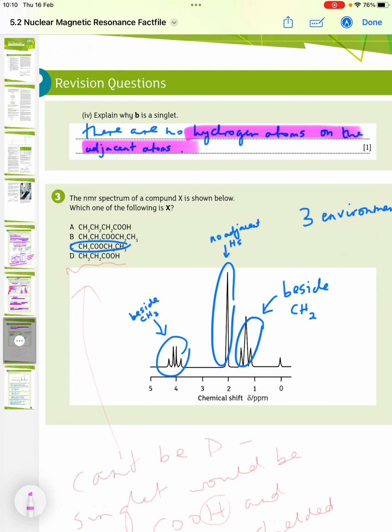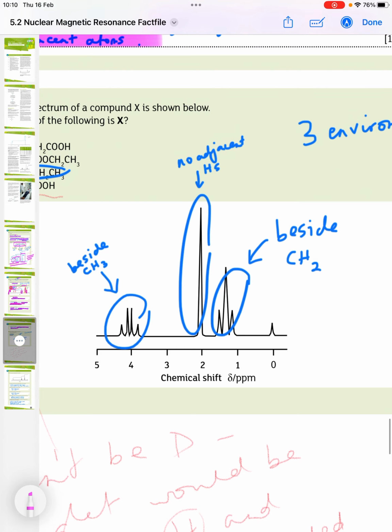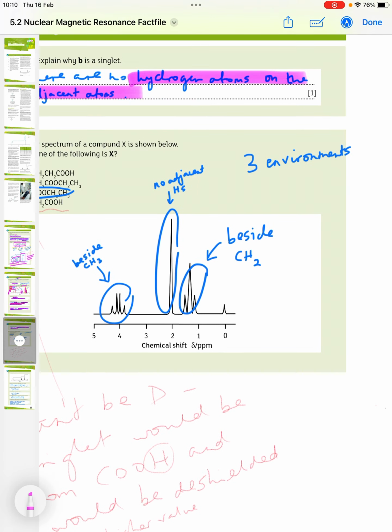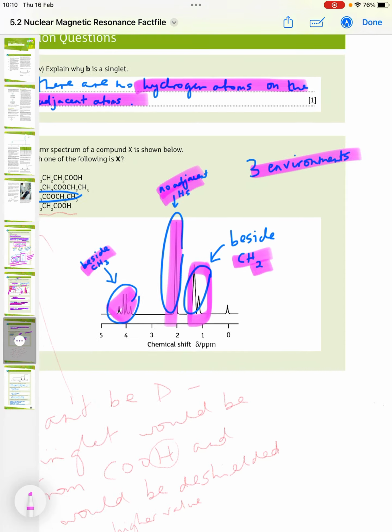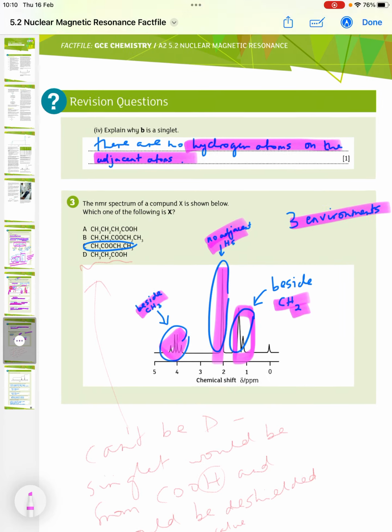The NMR spectrum of compound X, that should say compound X, it says compound, but we'll ignore that, is shown below. Which one of the following is X? So looking at the NMR first, we have 3 different environments here, so 3 peaks. And this one here is a triplet, so that must mean it's beside a CH2. This one is a singlet, so no adjacent hydrogens. And this one then is a quartet, so it must be beside a CH3. So we're looking for something which has those things in it.